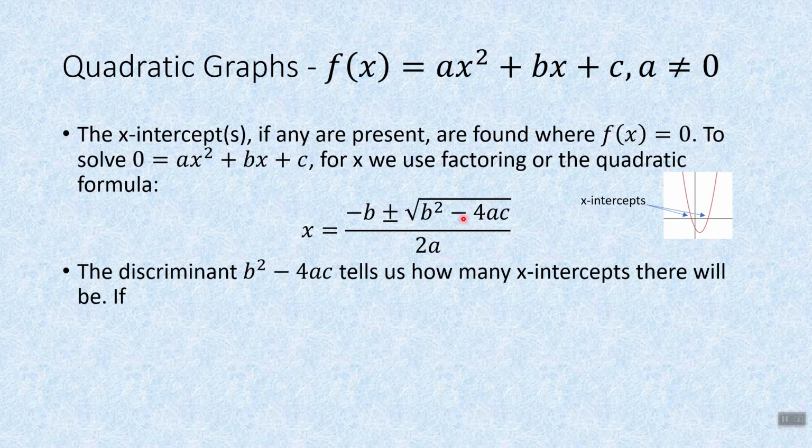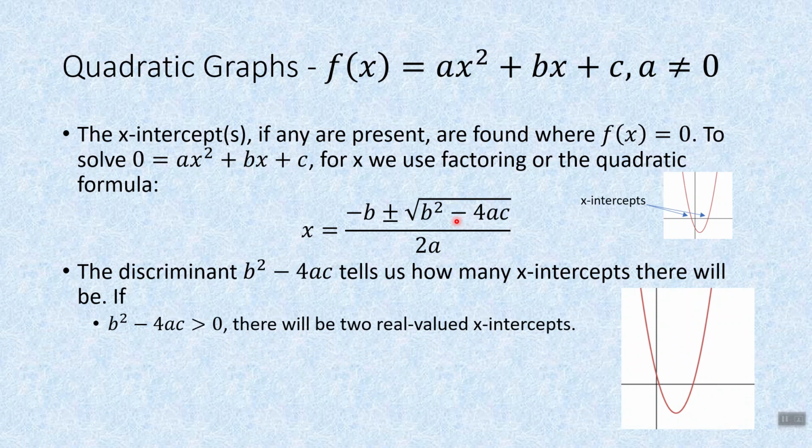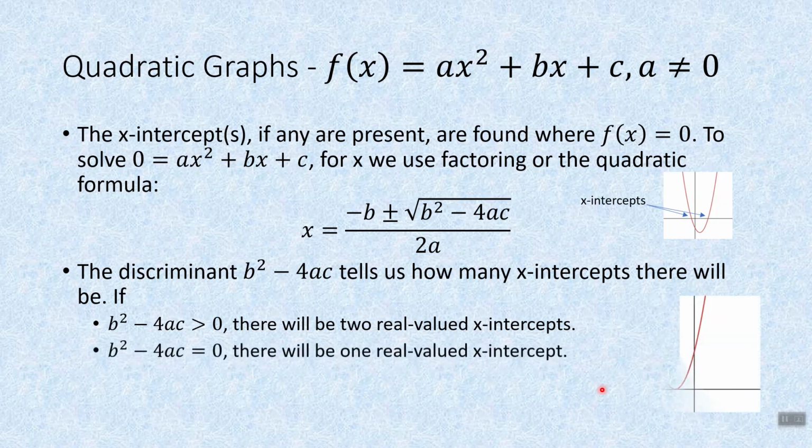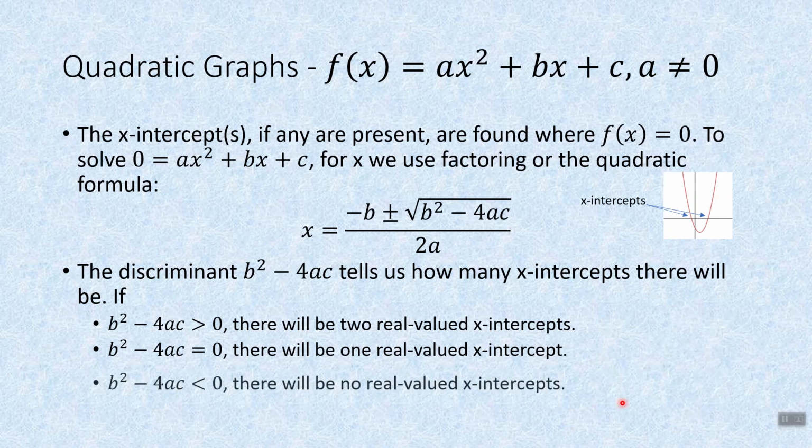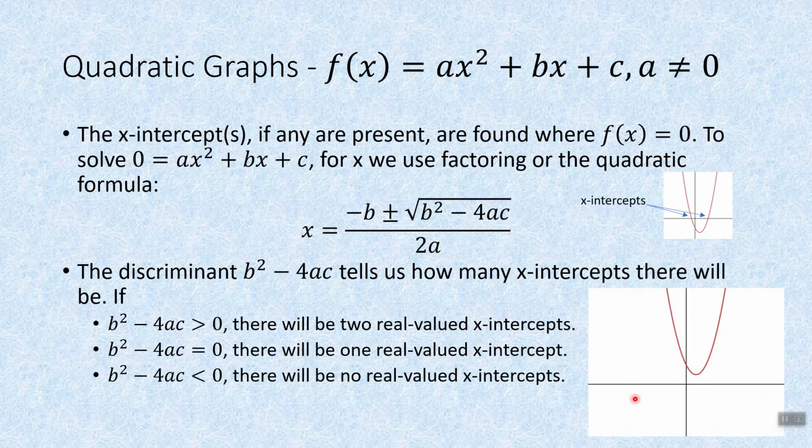If the discriminant, this thing under the radical, the radicand, is going to tell us how many x-intercepts there will be. So if b squared minus 4ac is greater than 0, there will be 2 real valued x-intercepts. So we'll see the graph cross the x-axis twice. If b squared minus 4ac is equal to 0, there will be 1 real valued x-intercept. We'll only see the parabola bounce off of the x-axis. And if b squared minus 4ac is less than 0, there will be no real valued x-intercepts. So the parabola won't touch the x-axis at all.